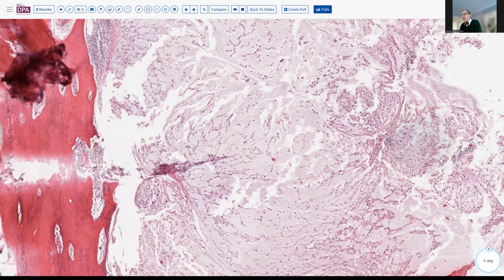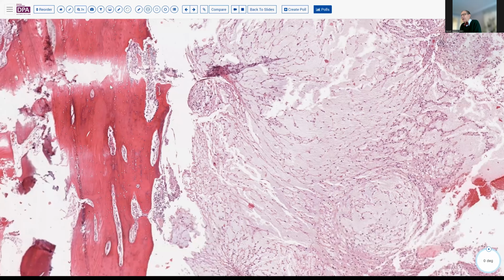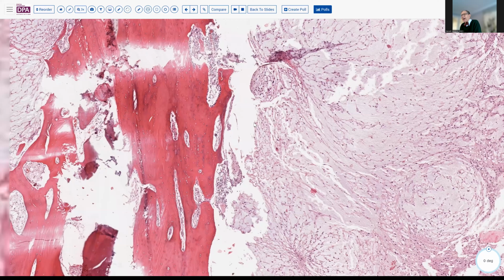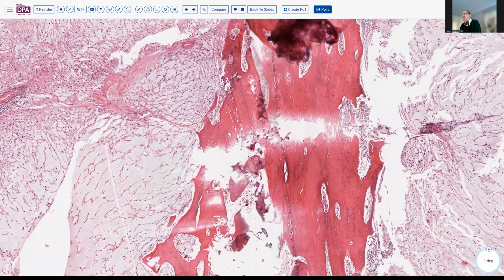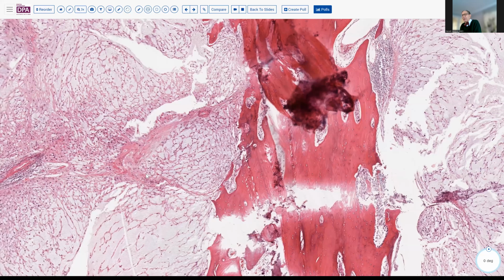Now, these lesions, of course, can be locally aggressive and can recur if incompletely excised. They don't usually metastasize, but can have a locally aggressive component because they can be quite persistent and a challenge to resect because of the geography where they are.